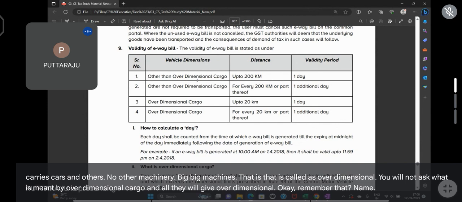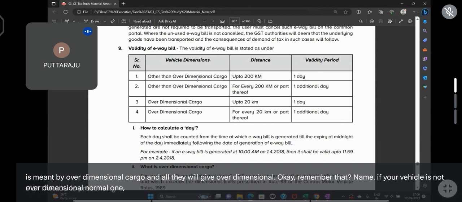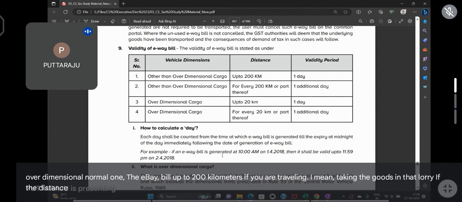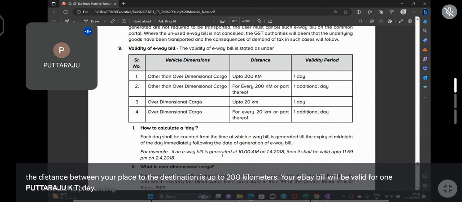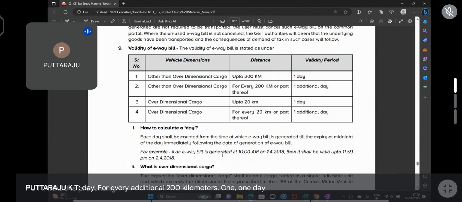If your vehicle is not over dimensional, a normal one, and you are taking goods in that lorry, if the distance from your place to the destination is up to 200 kilometers, your e-way bill will be valid for 1 day. For every additional 200 kilometers, one day of validity will be added.